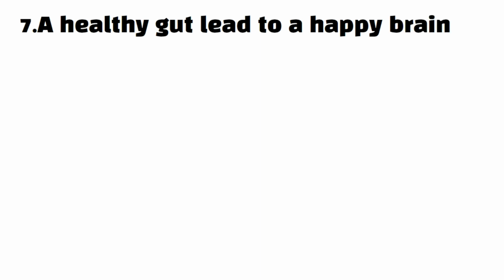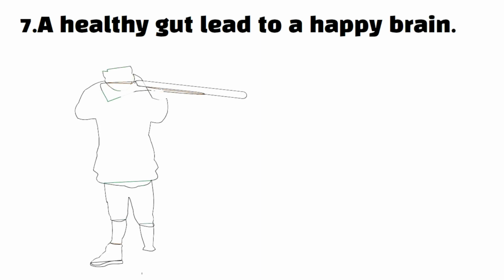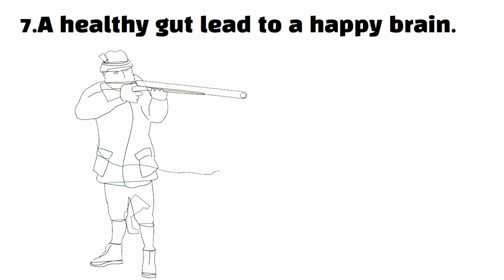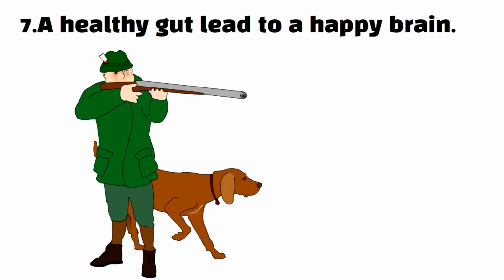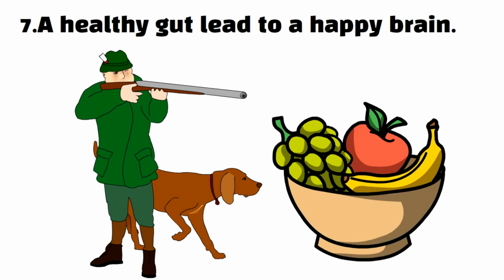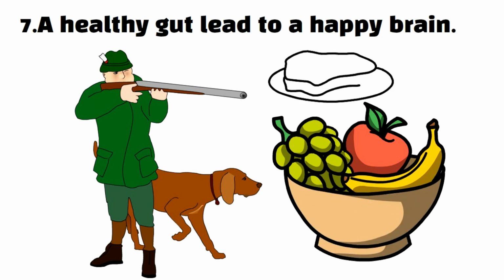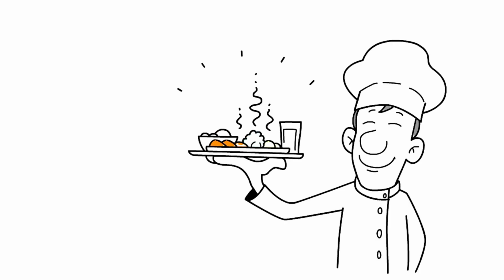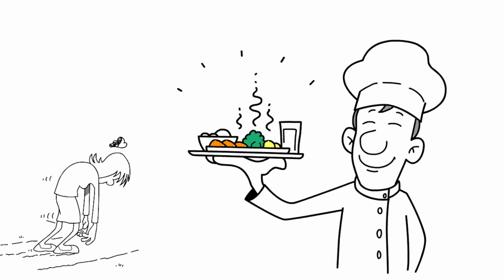7. A healthy gut leads to a happy brain. Our early ancestors were hunters and gatherers who ate grasses, seeds, fruits, roots, and the occasional fish. Meat, dangerous and difficult to obtain, was a rare treat. Meanwhile, the modern Western diet is known to rely on processed meats, grains, and dairy products, which can have negative effects on your gut and brain health.